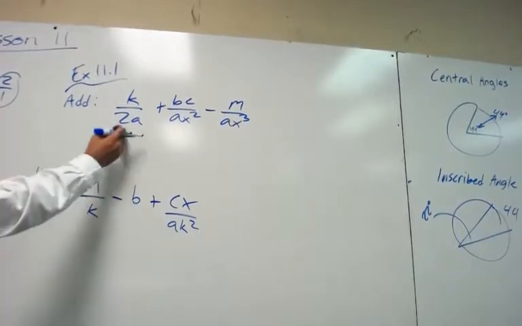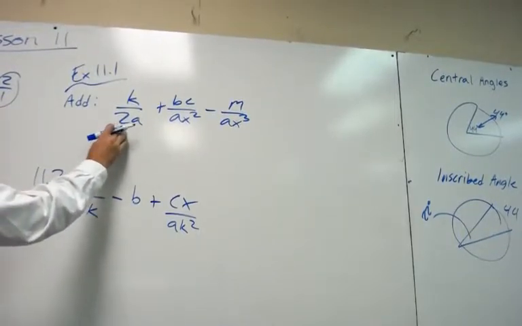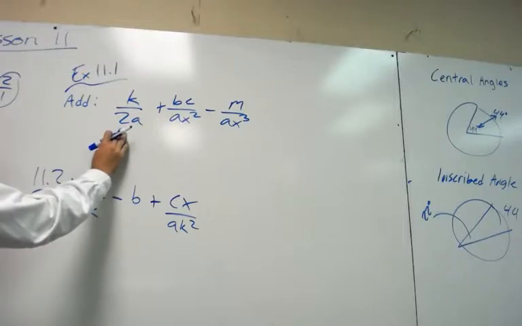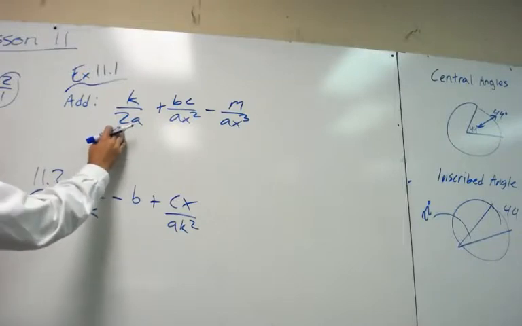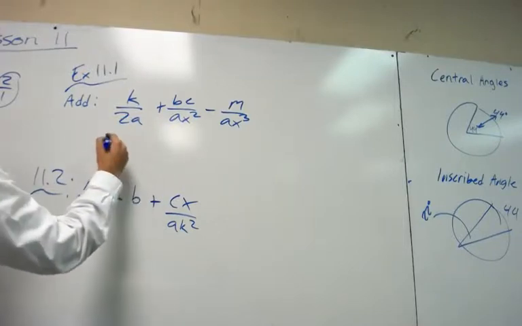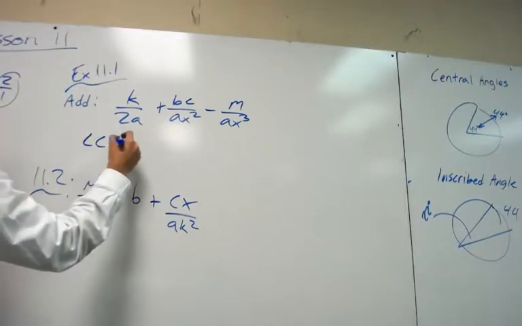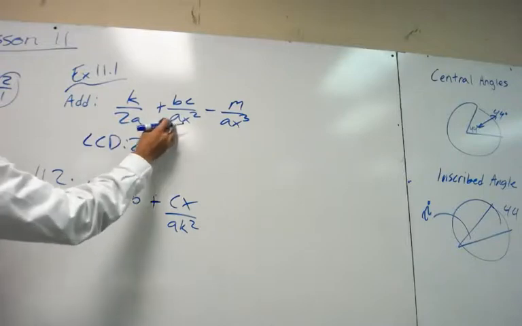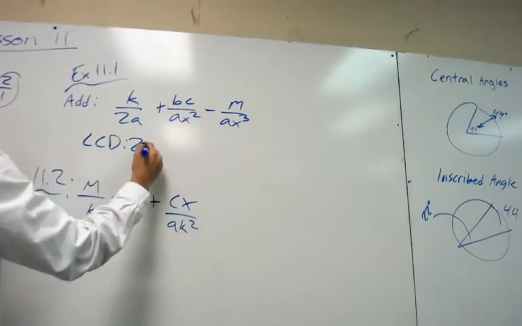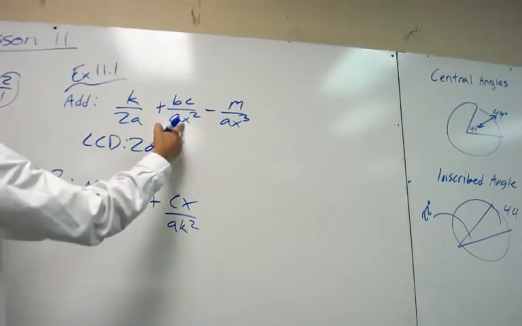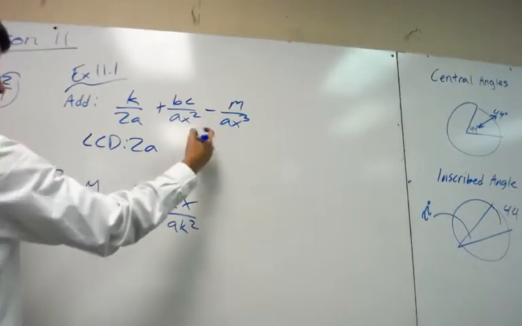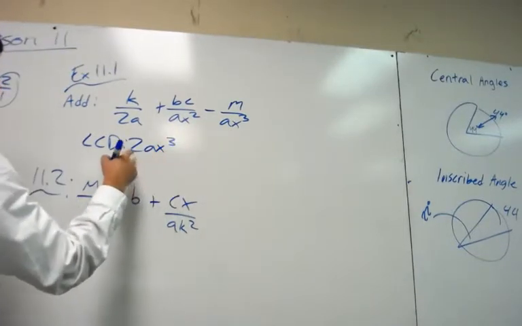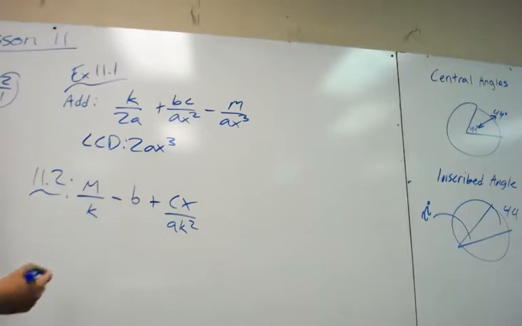So I would first look at your numbers. What's the biggest number? Well, 2 is the biggest number. So for my least common denominator, it's going to start with 2. What's next? A. Does any of the A's have more than 1? Nope. So A is the biggest part, and then X. Well, X cubed is the biggest, so therefore 2ax cubed would actually be my least common denominator.